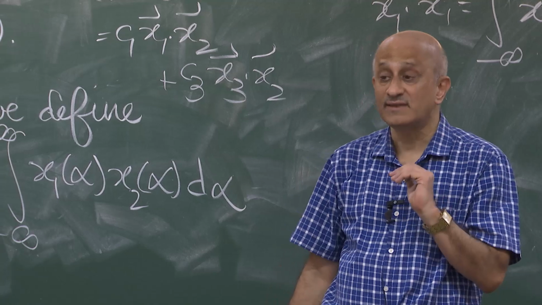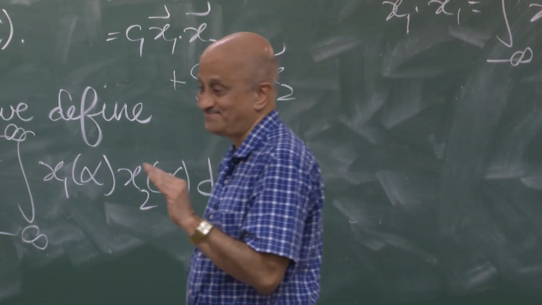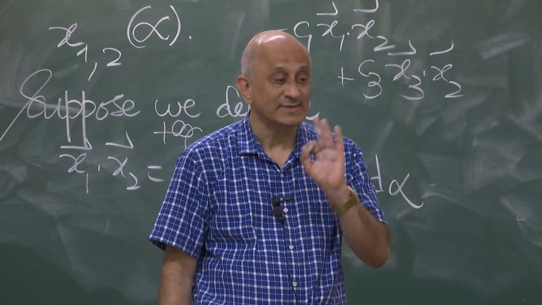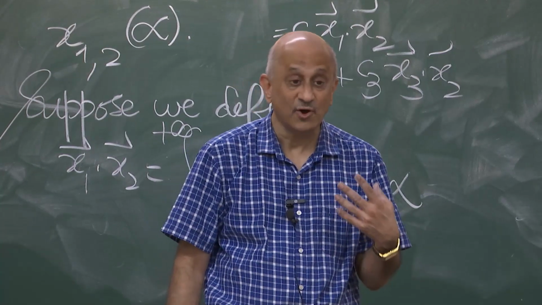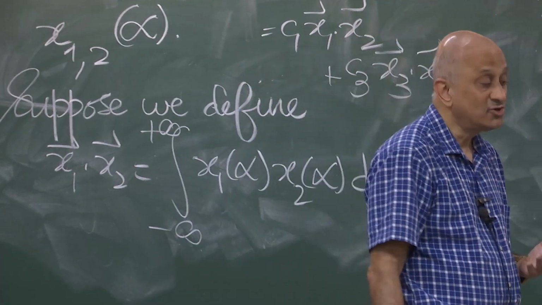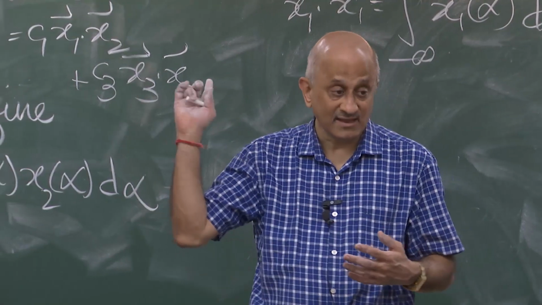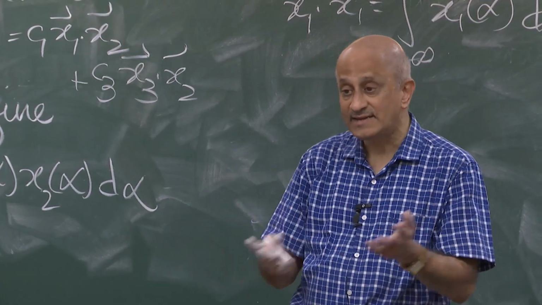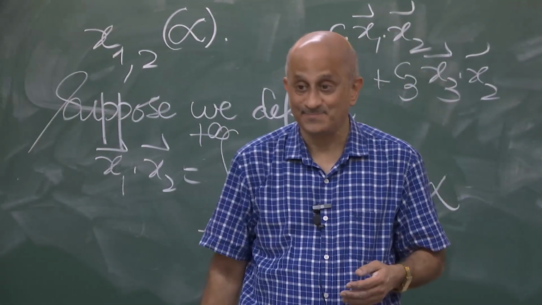The other problem is this. Suppose you have a non-zero vector x. If I take the dot product of a non-zero vector with itself, can it ever give me 0? It should not. The dot product of a non-zero vector with itself should not become 0. But here it is possible, because if x1 alpha is complex, then x1 squared alpha integrated over alpha might very well integrate to 0.